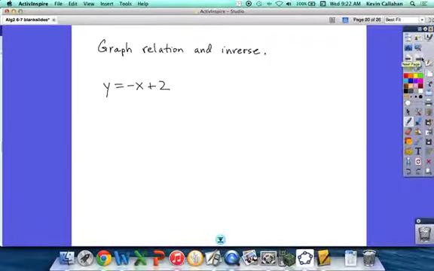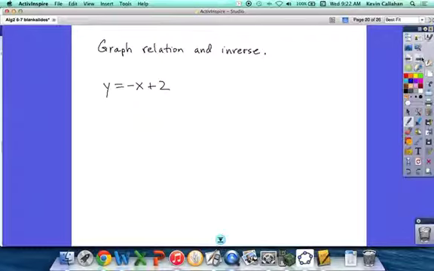Okay, graph a relation and its inverse. I put this in here just to show you. You're going to get a homework problem that's kind of like that. So you could graph it as a straight line because you know how to graph a straight line, or you could plot the points and then switch the x's and the y's and graph that too.